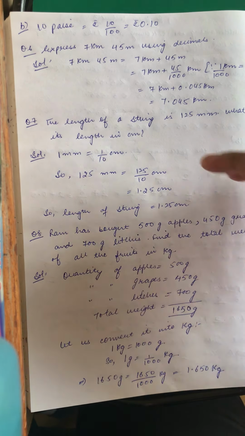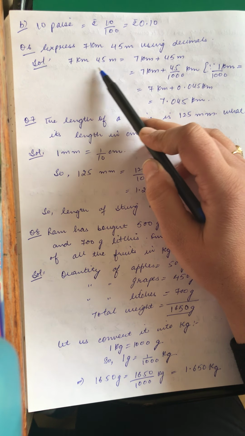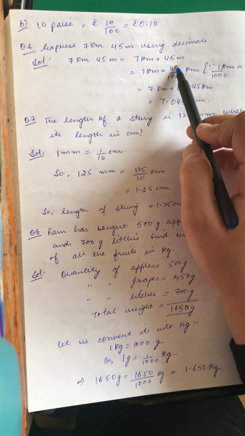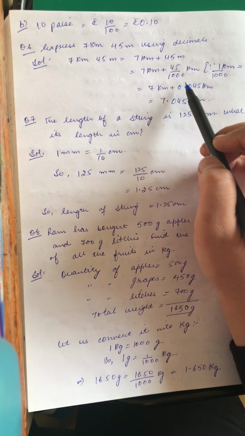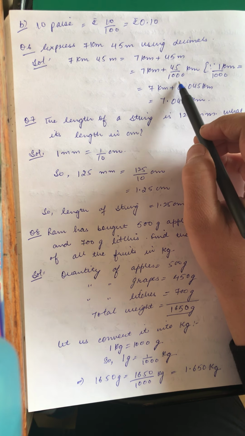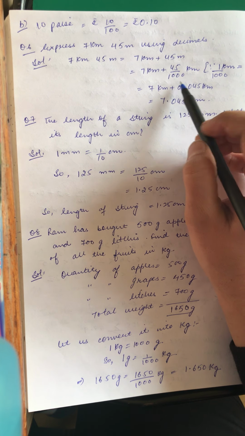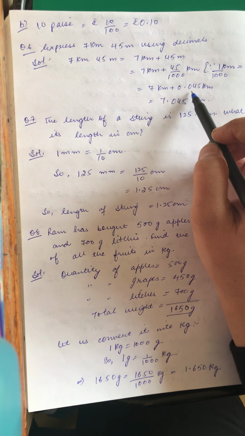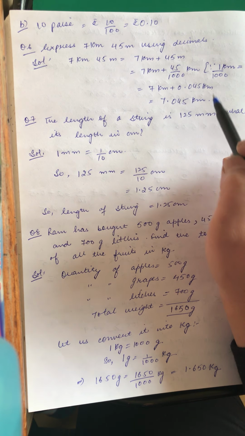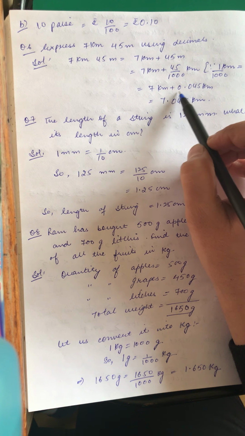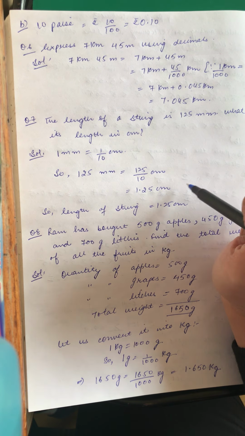Sixth question is, express 7 km 45 meter using decimals. Now 7 km plus 45 meter. Convert this meter into kilometer, divide with 1000. So it is 45 by 1000. So in the decimal notation it will be written like this, 0.045. 3 zeros in the denominator, so 3 digits after the decimal. We have to put one more 0. So it is 7 plus 0.045, that is 7.045 kilometer.